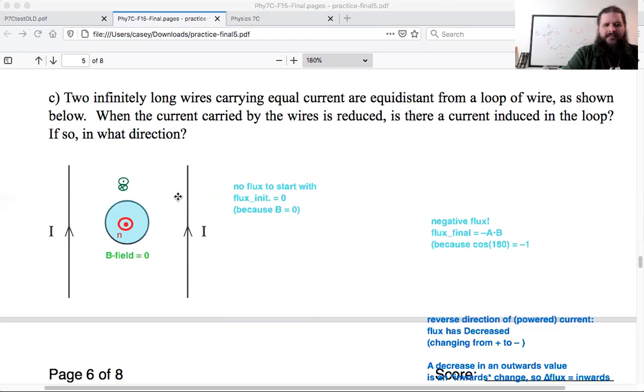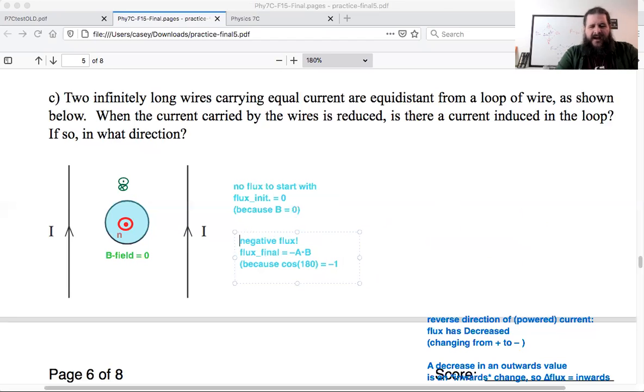And now what do we have? The same thing, because they would cancel out again. Yeah, previously we had strong magnetic fields that cancel each other out. Now we have weak magnetic fields that cancel each other out. So we still have no flux to end with. Flux final is still 0 because the magnetic field is still 0.